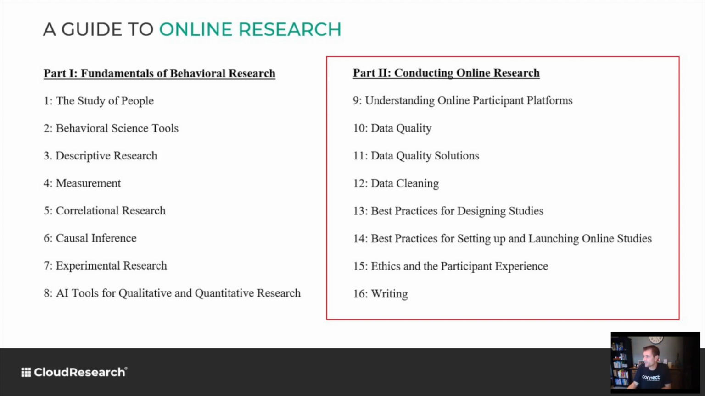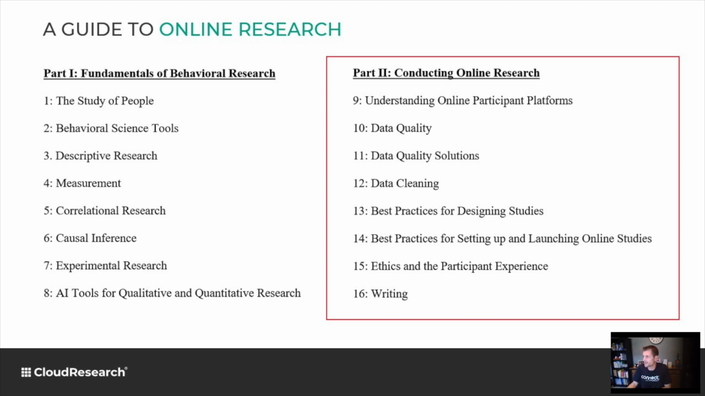You can see that after understanding the sources of online participants, there are 3 chapters devoted to data quality. These chapters not only explain what some of the problems are with data quality in online research, but they offer comprehensive solutions for achieving high data quality.